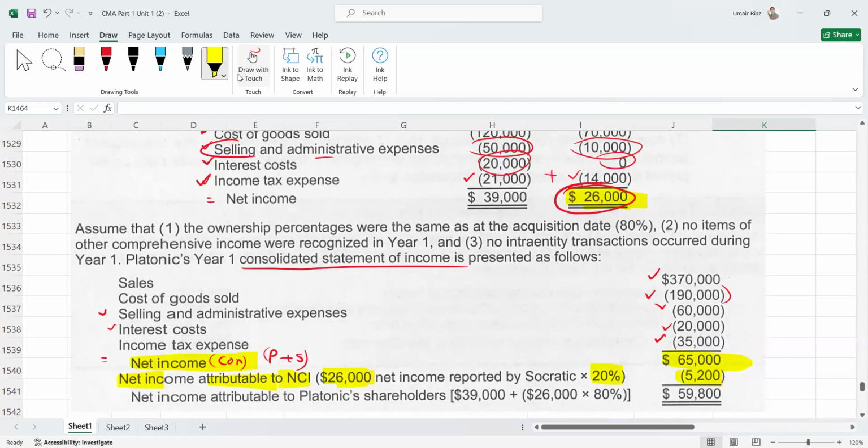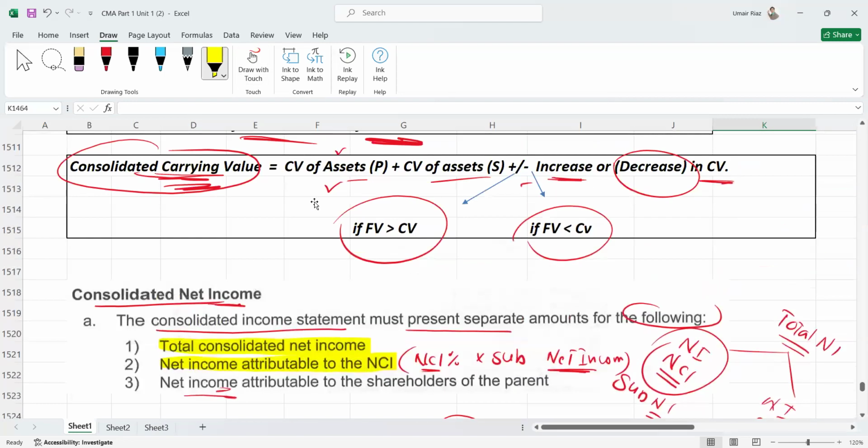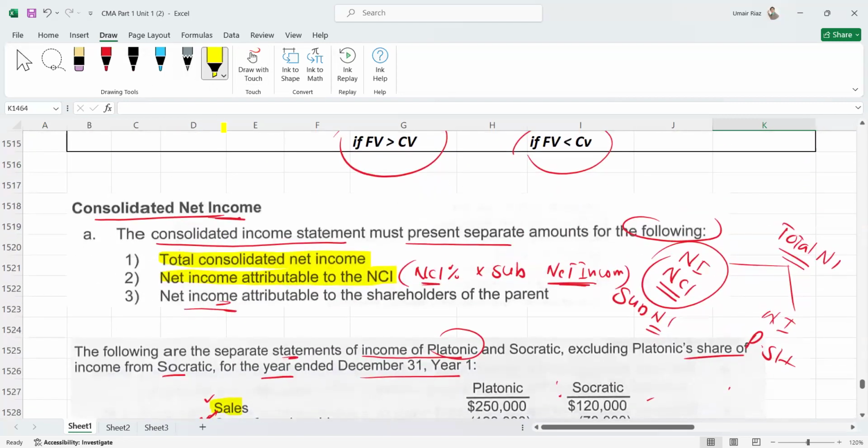Now we have to calculate the third figure. Third figure, which figure, guys? We have to calculate net income attributable to the shareholders of the parent. And how will you calculate this figure? You will take the parent's 100% net income, plus the subsidiary's net income multiplied by the controlling percentage, because the controlling percentage is 80%.